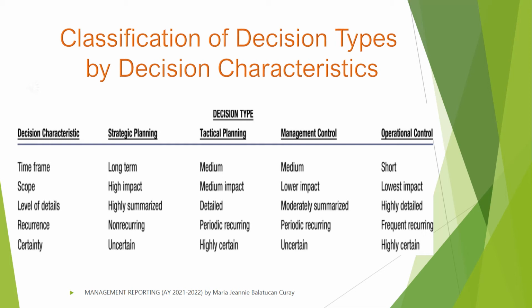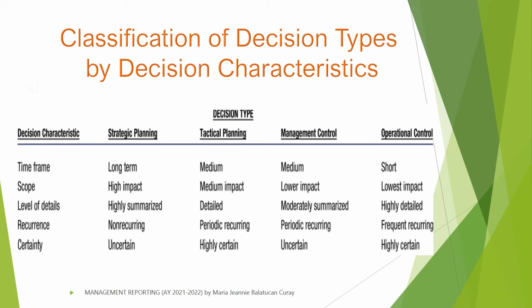As to scope, strategic planning has a high impact. Tactical planning has a medium impact, while management control and operational control have the low impacts, where operational control is the lowest. As to level of details, strategic planning is highly summarized, while tactical planning is detailed. Management control may be moderately summarized, while operational control is highly detailed.